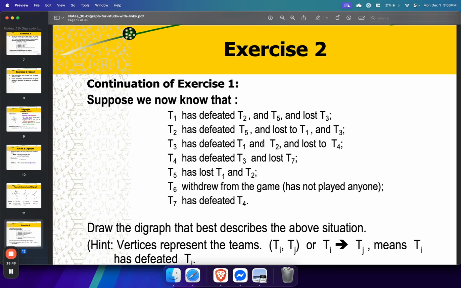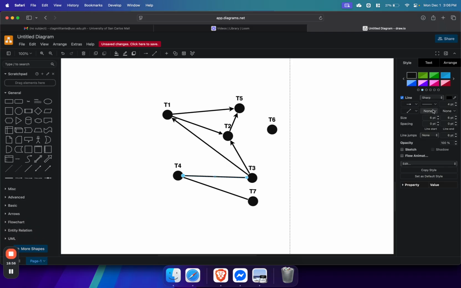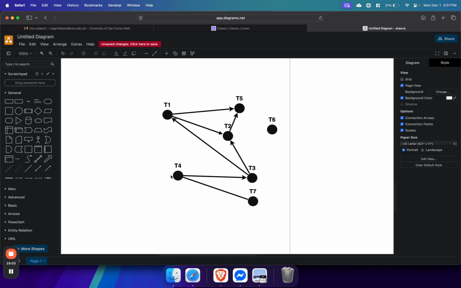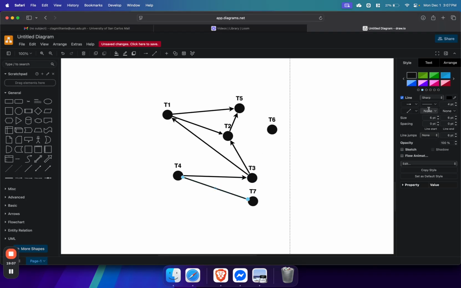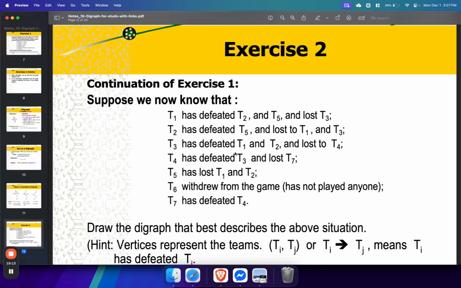That is correct. And lost to Team 4, so napildi siya ni Team 4. So that means T4 should have an arrow to T3. Perfect. Team 4 has defeated Team 3, which is correct, and lost to Team 7. So because they lose, there is an arrow going to Team 4 from Team 7.